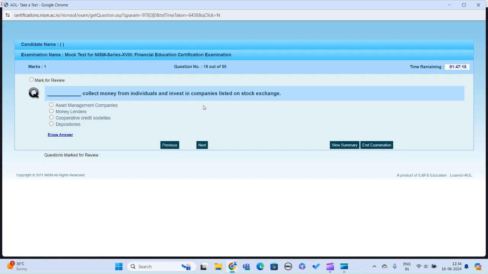Collect money from individuals, invest in companies listed in the market. So I'll go with this one, asset management company. It's basically related to mutual funds. Who does that? It's the asset management companies.